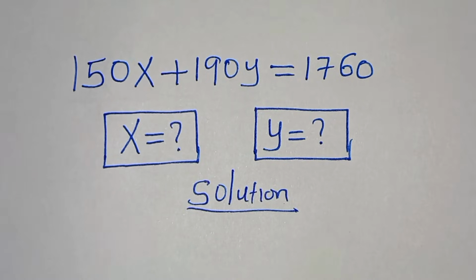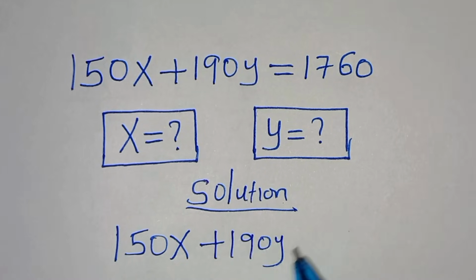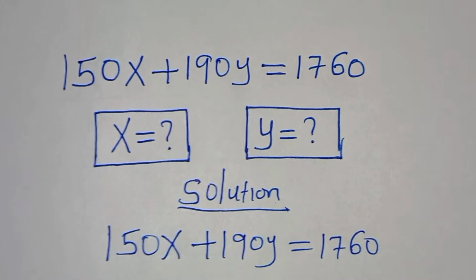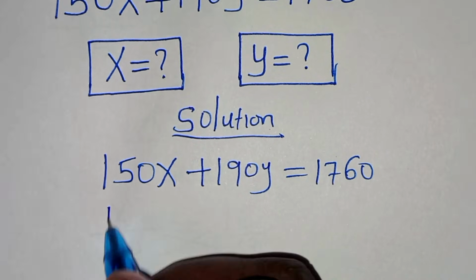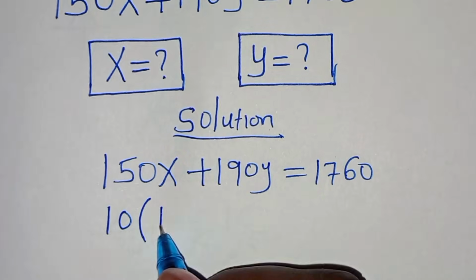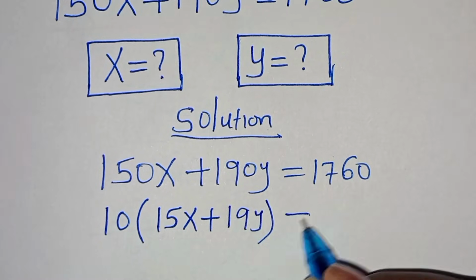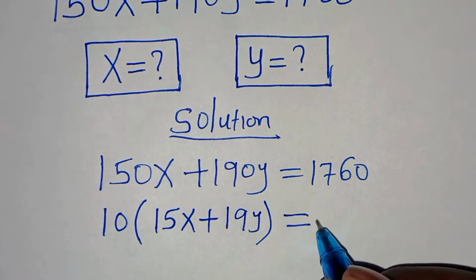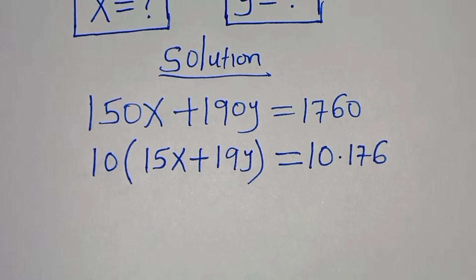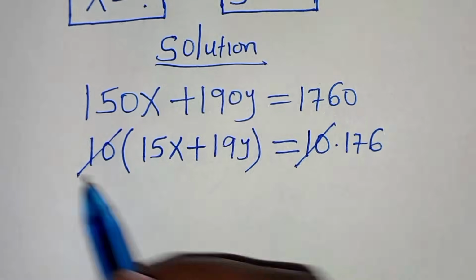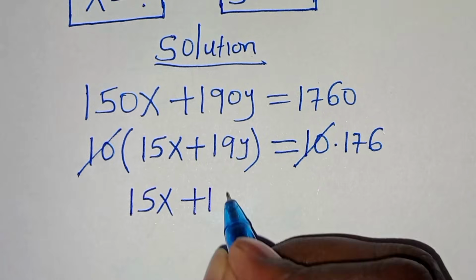Now we have 150x plus 190y. This is equal to 1760. Now we can factor out 10 here. 10 is common, so we factor out 10 so that into the parentheses, this is 15x plus 19y. This is equal to 1760, which we can express as 10 multiplied by 176. Since 10 is common here, we can simplify so that we have 15x plus 19y.